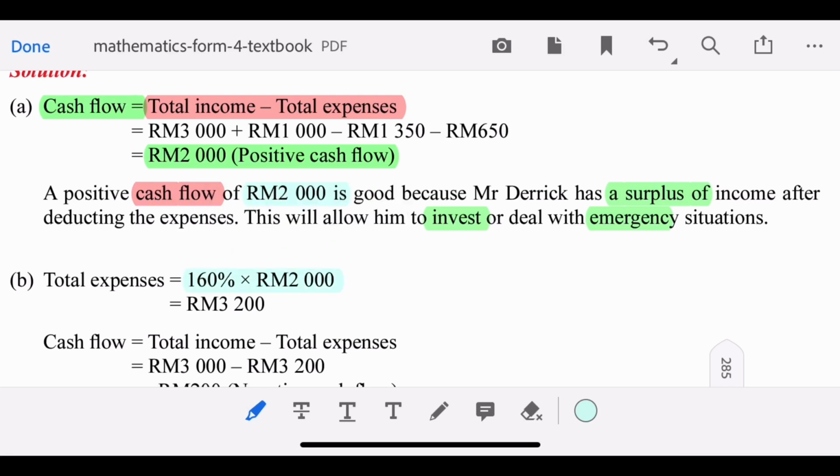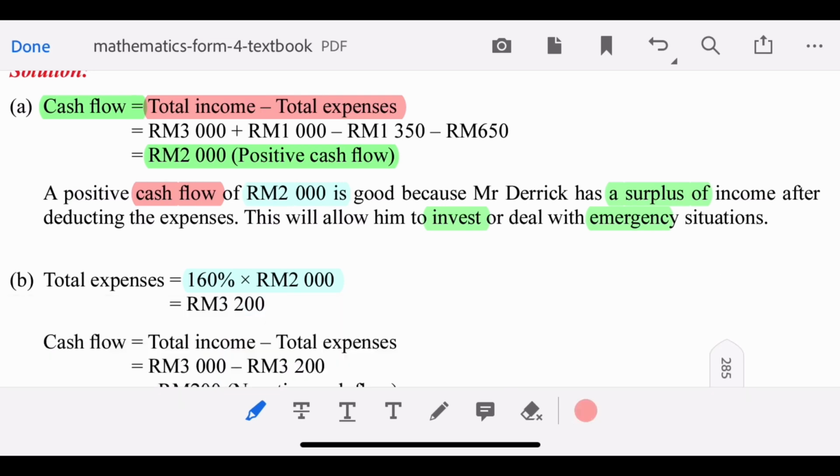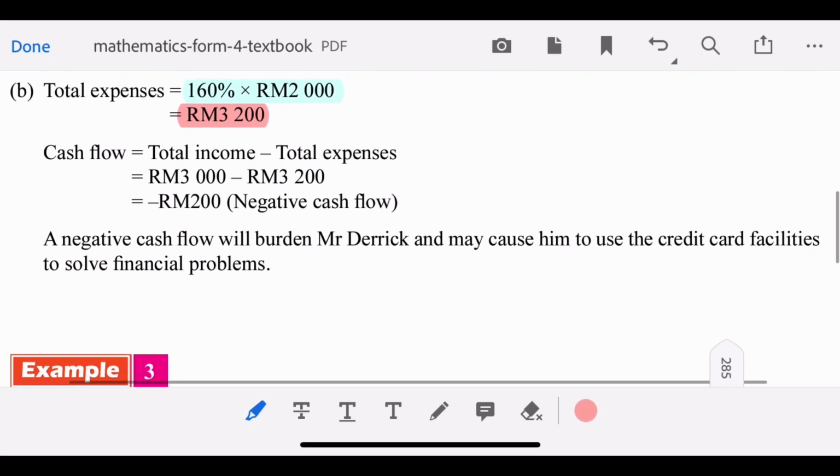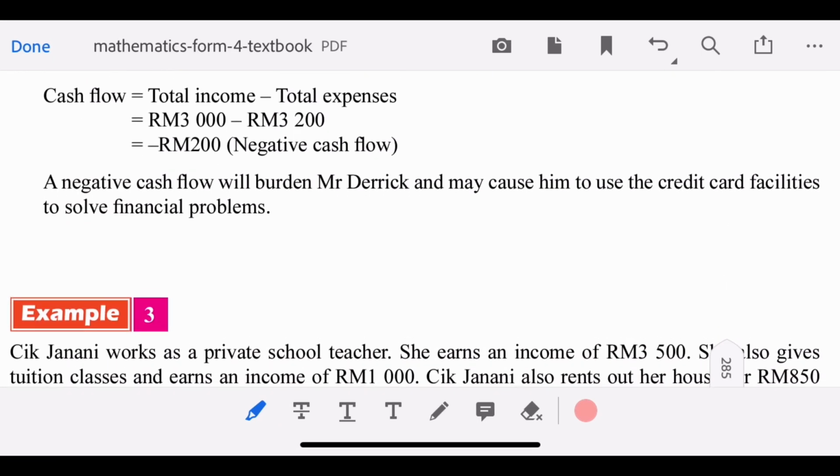For B, total expenses increased by 60%. That means the expenses altogether, we consider the original one as 100%. So it's 160%. 100 plus 60, so 160% times 2,000. So total expenses is 3,200.